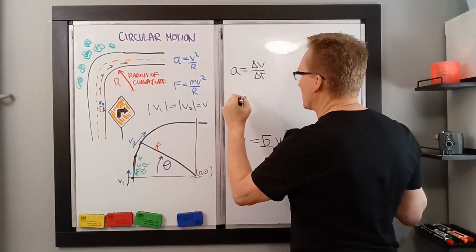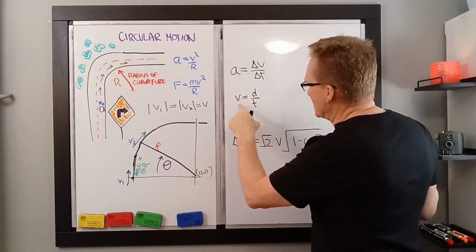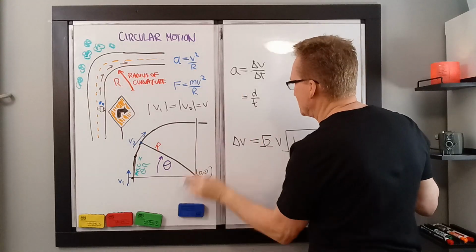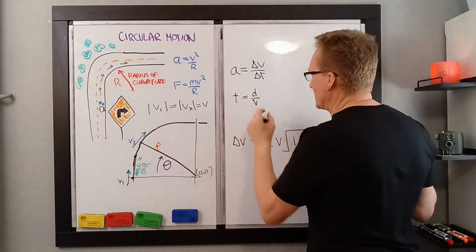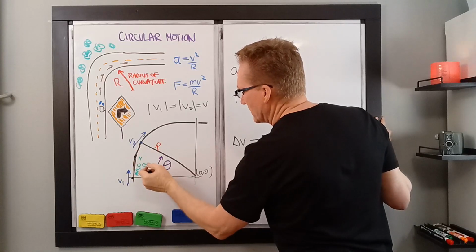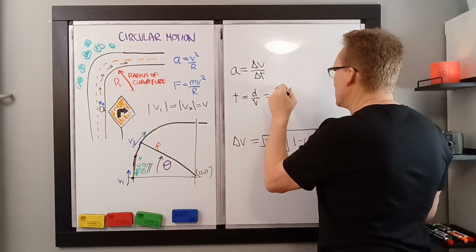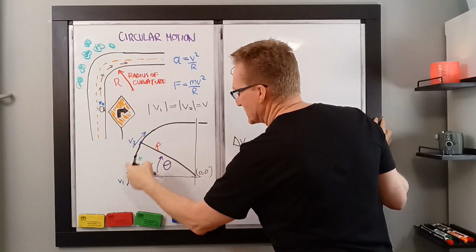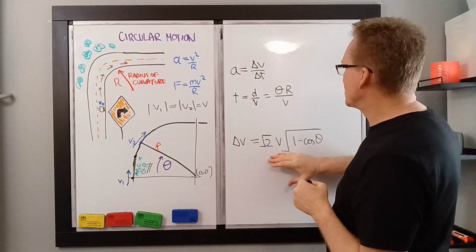Well, if you remember from before, we said velocity is equal to distance over time, and we want the time. So we're going to switch the velocity and the time. Do some cross multiplying here. So this is going to become T, and this is going to become v. We did this before with our other example. So the distance it's going to go is this distance over here. It's theta times r. So the distance is theta times r, and the velocity is just any of these velocities, divided by v. So here's the time it goes, and here's the delta v.